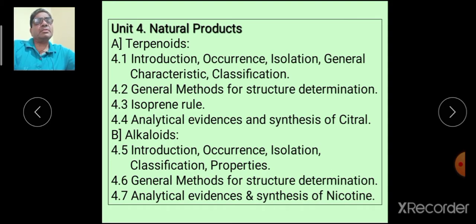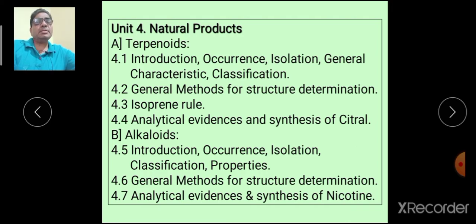The syllabus includes terpenoids: introduction, occurrence, isolation, general character and classification, general methods for structure determination, isoprene rule, then analytical evidences and synthesis of one terpenoid, that is citral.